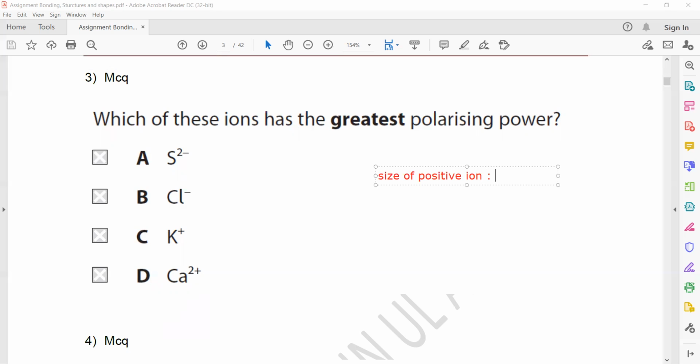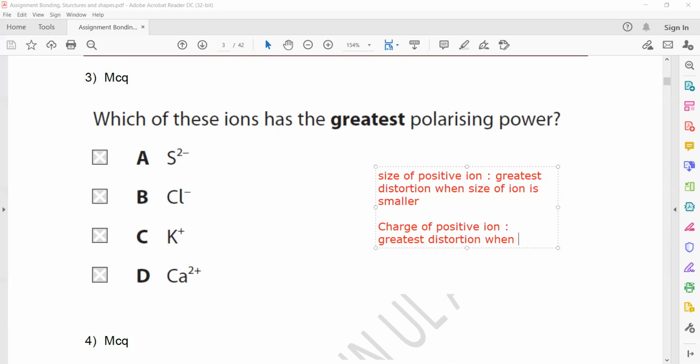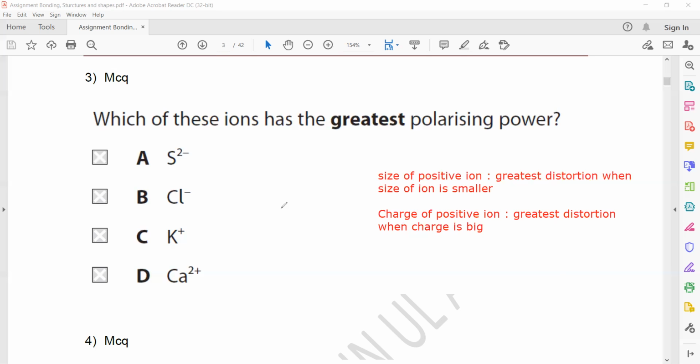and to have a large distortion or polarization, the greatest distortion will be there when the size is smaller, and the charge of the positive ion is big. So these are the two things which will cause the distortion to the negative ion, or polarization.